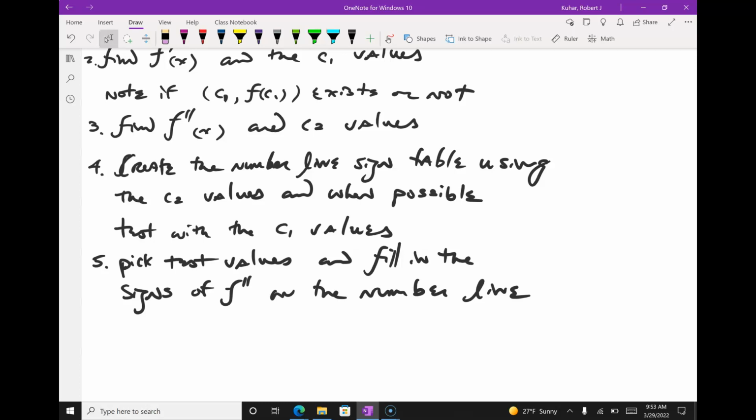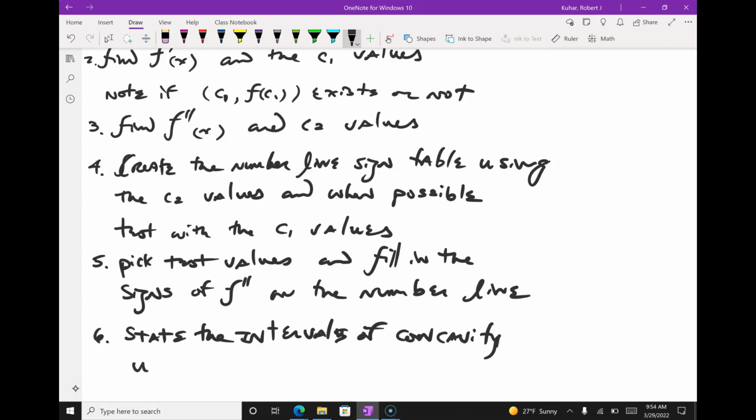We're ready to talk about the intervals of concavity, right? State the intervals of concavity using the sign of f double prime. Where the second derivative is positive, people smile, we know we're concave up. Where the second derivative is negative, people frown, we know we're concave down.